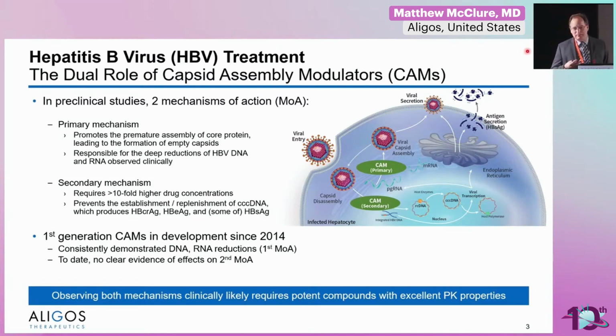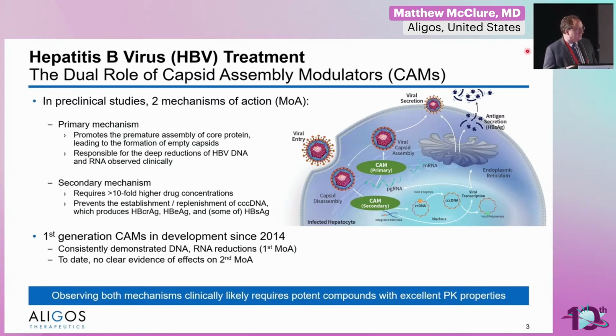But it's the second mechanism of action that we've been alluding to, this kind of unicorn that we've been chasing with CAMs for quite some time. With that, you need to achieve much higher EC50 concentrations in hepatocytes. But if you do that, you stop the establishment of cccDNA in newly infected cells, or you stop the replenishment of cccDNA, because of course cccDNA itself has a half-life. And if you block the establishment and the replenishment of cccDNA, you will stop antigen levels over time. You'll decrease cccDNA levels, and that in theory should translate into reductions of all the antigens that cccDNA produces.